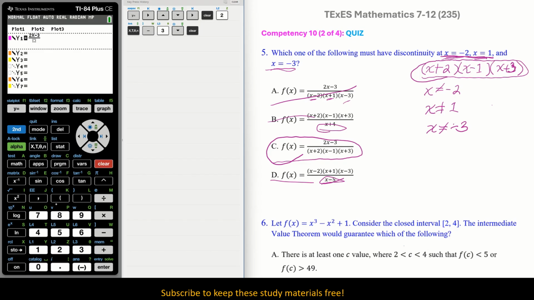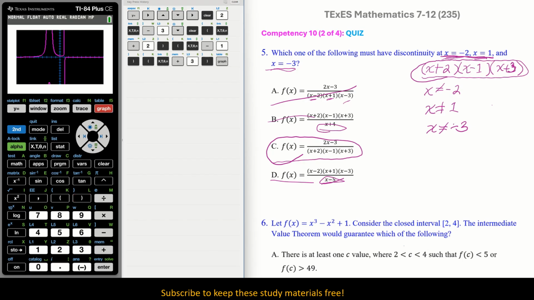I'm going to clear that out first. So parentheses and x plus 2, close parentheses, open parentheses, and then the x minus 1, close them, open it, and then x plus the 3 and close again. Now let's push graph. Oh, interesting. Okay, well, I can kind of gauge where these numbers are supposed to be, but I can't see everything.